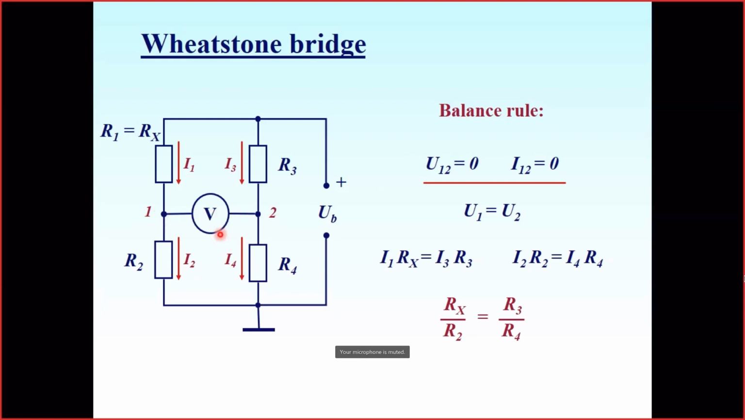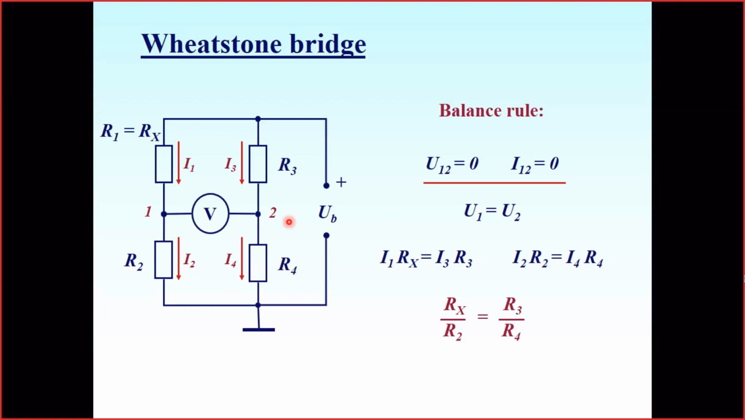Therefore, even if the resistance of the voltmeter is very low, even if I replace this voltmeter with just a wire, the current through this wire will be 0. So this is the bridge balance rule, the bridge balance condition. When this voltage is 0, we say that the bridge is balanced. How could we derive these balance rules? It's quite easy to understand.